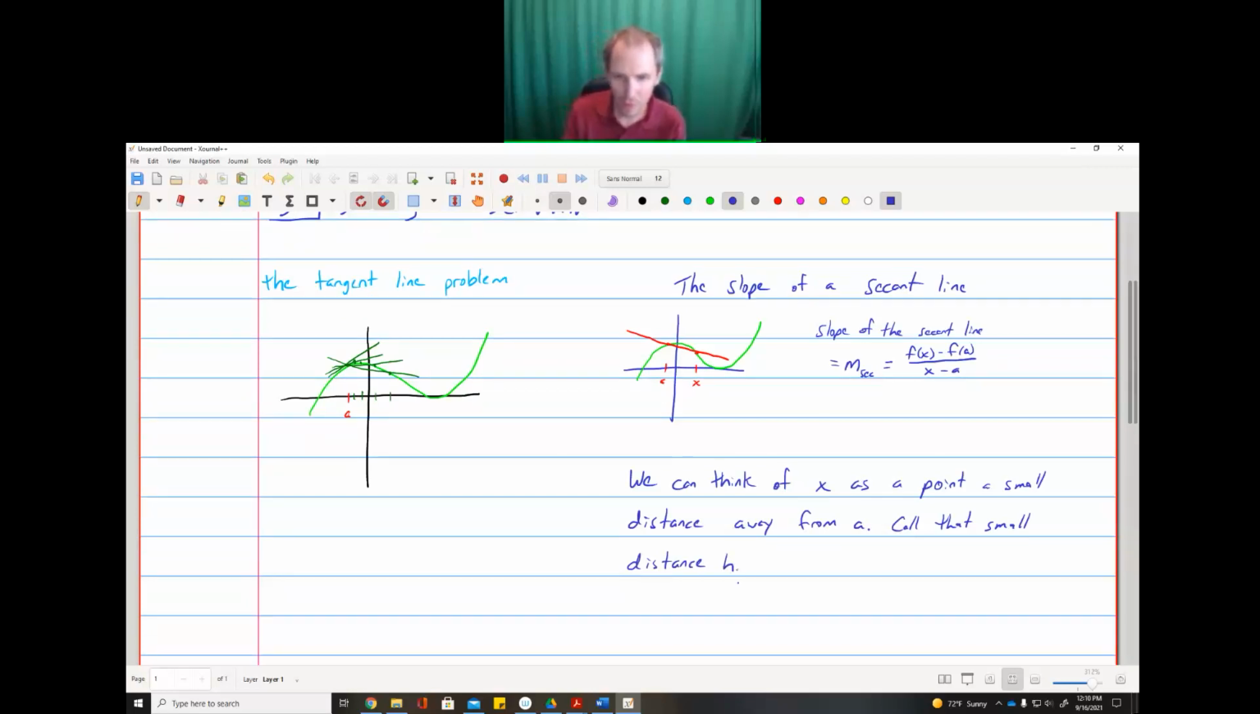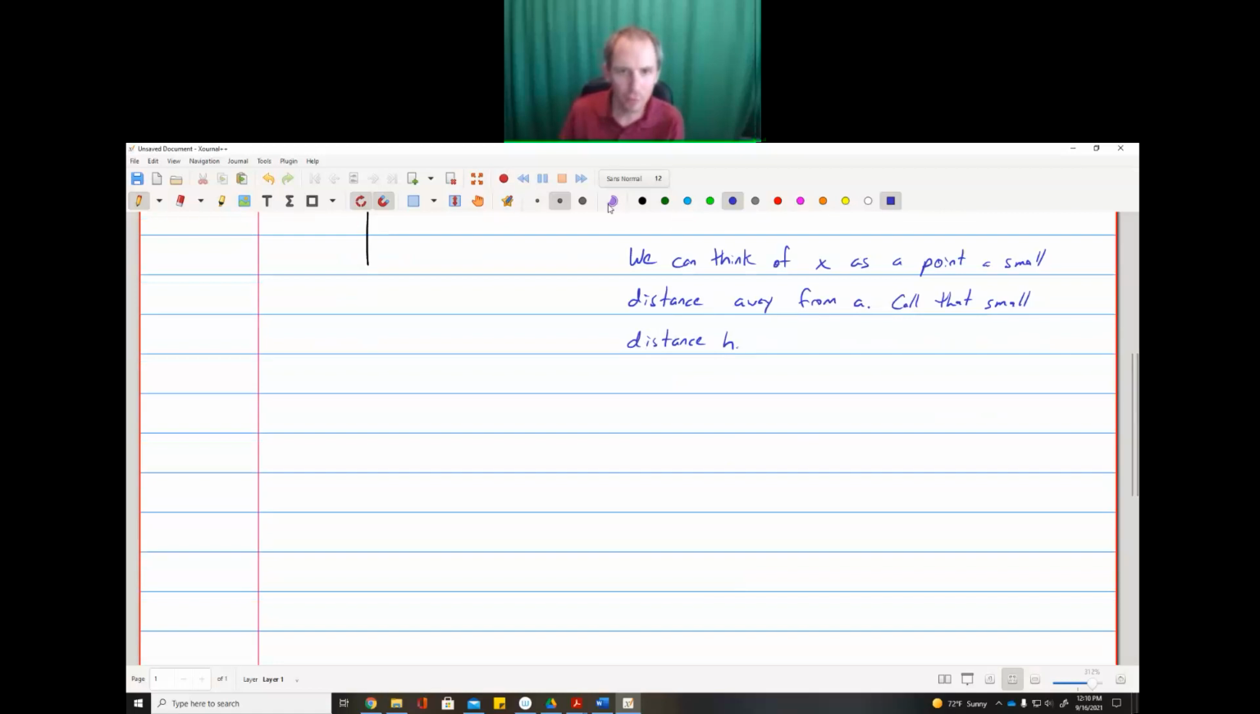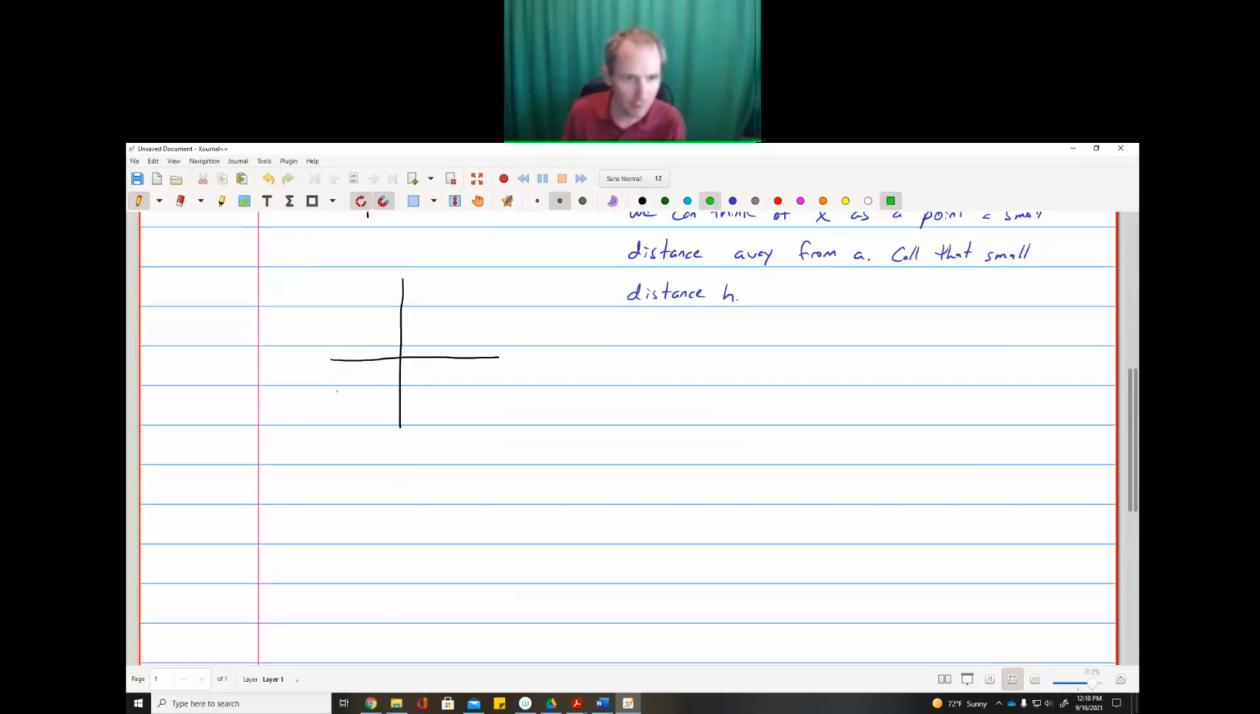Right. So then if I redraw the same graph, and I'm going to try to draw the same function, but it doesn't really matter. So up, down. Okay, we have our a value. And what I'm going to do is think of this second point as being a plus h. So this distance between is just h.